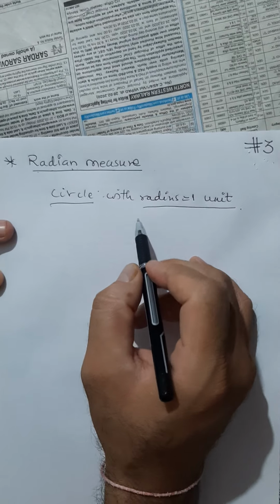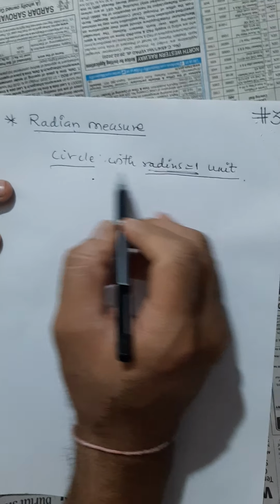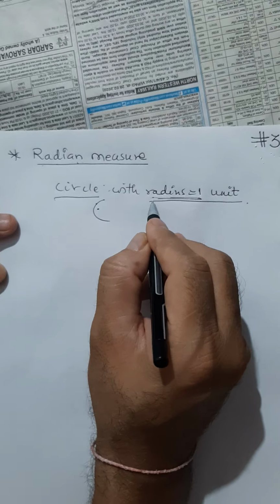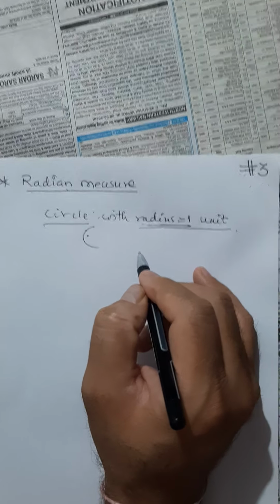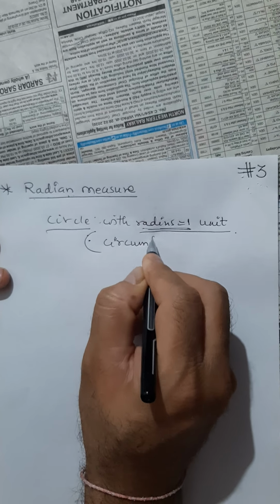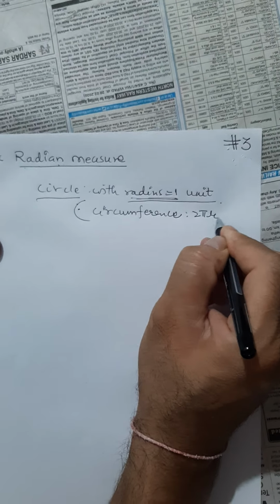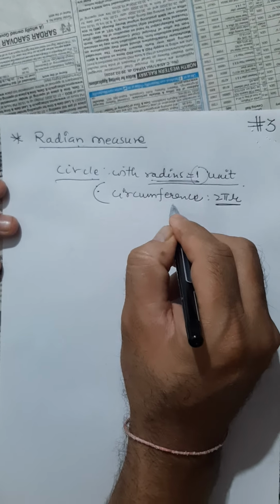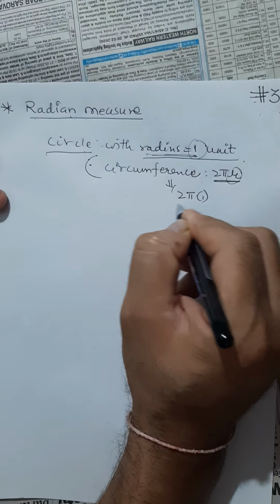We start with a circle with radius equals to 1 unit here. So in this case, if you consider circle with the radius equals to 1 unit, what will be the circumference? In general, circumference is nothing but 2 pi r, but here radius is 1 unit, so in this case the circumference is just 2 pi. Here r is 1, remember, 2 pi into 1, so it is just 2 pi.